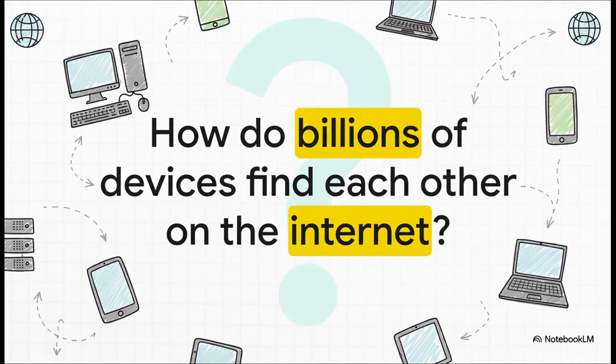Let's dive in. I mean, have you ever really stopped to think about it? How does your phone, right here, find one specific website among literally billions of other connected devices? It feels like magic, right? But behind the curtain, there's a really clever system making sure every little piece of data gets to exactly where it needs to go. So, what's the secret?